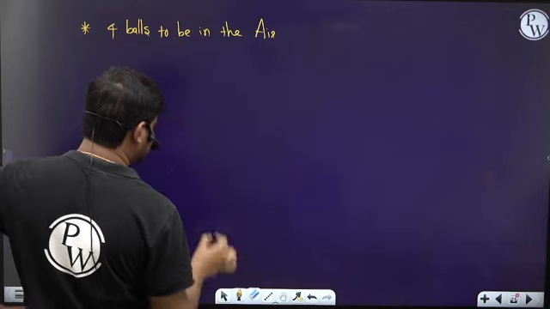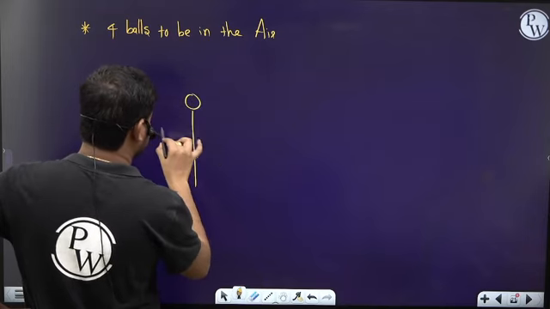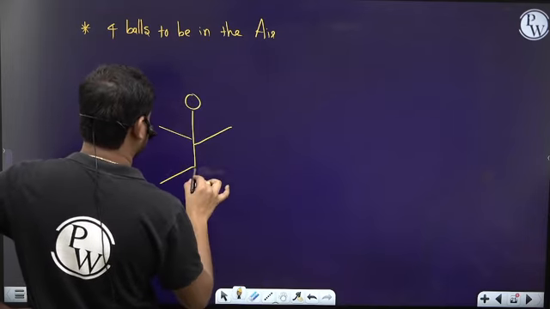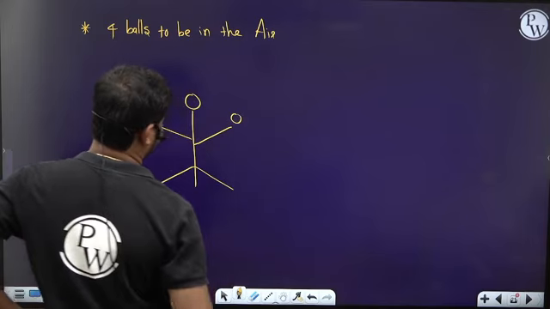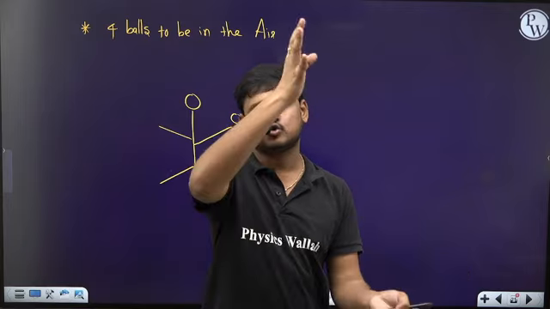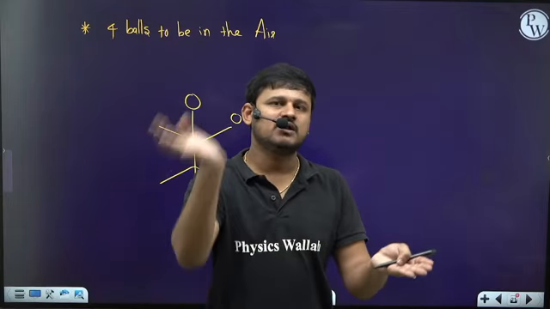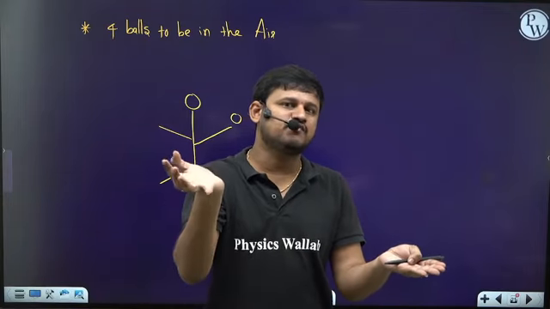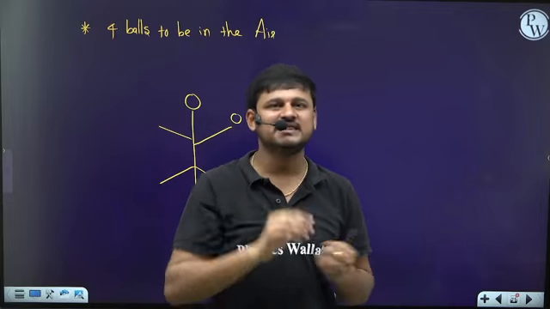So let's suppose Chintu is a person, he is here. So now he's throwing the first ball, right? Imagine like this: first ball thrown, second ball thrown, third ball thrown. Then he is just throwing the fourth ball, so that 4 balls will be in the air.